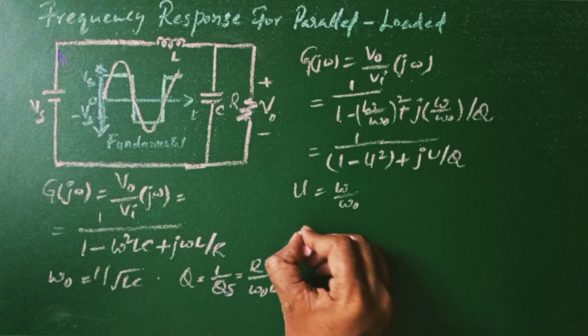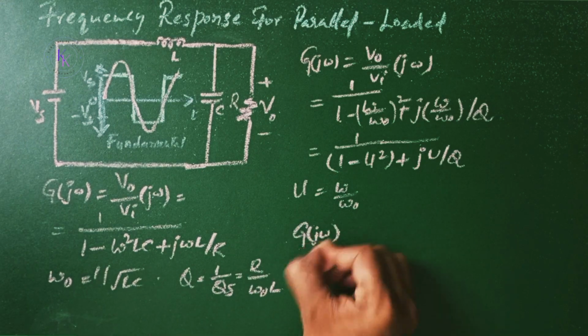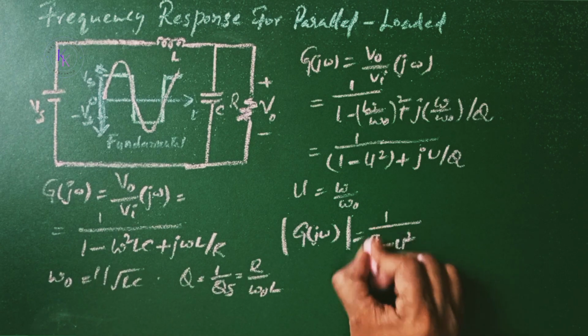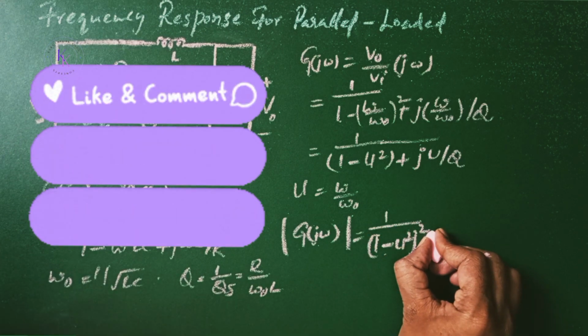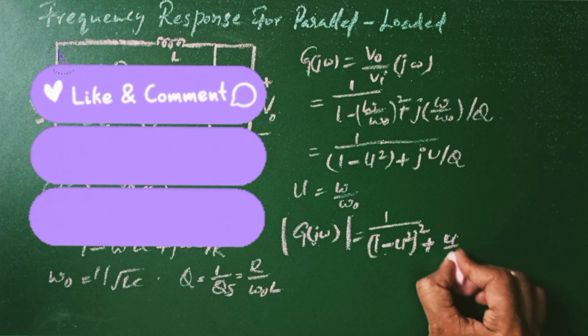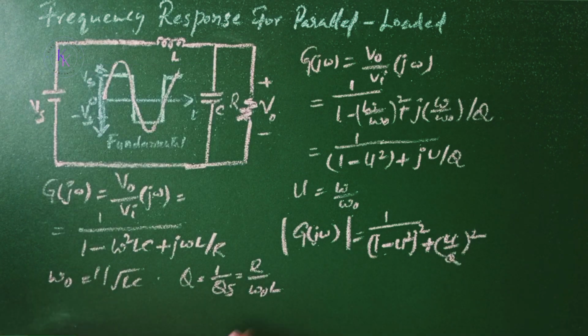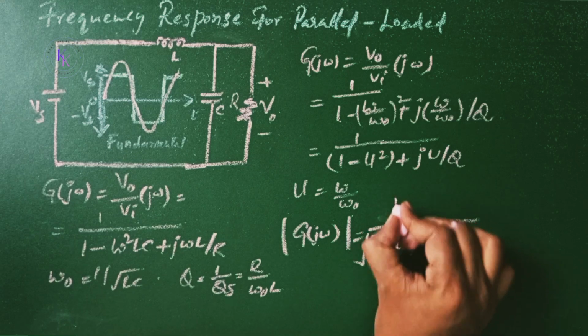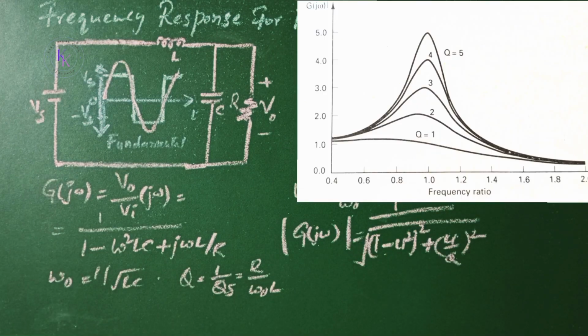Then the magnitude of the gain is given by 1 by the square root of (1 minus u square) whole square plus (u by Q) square. The frequency response is as shown in the figure, where the magnitude plot of the voltage gain for Q equals 1 to 5 is as shown.